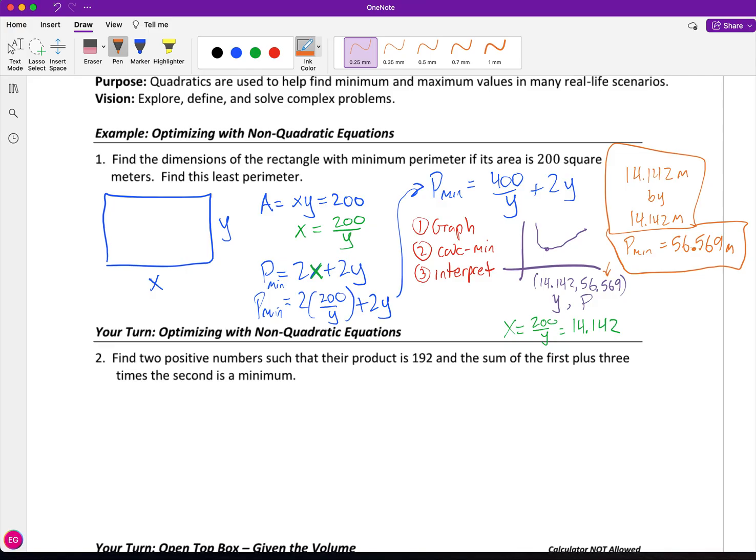And it's super similar to what we were doing before with quadratics. It's just that now we're going to use the calculator. All right. So you should pause the video and try the your turn. And then when you unpause it, I will be here and we can go over it together.